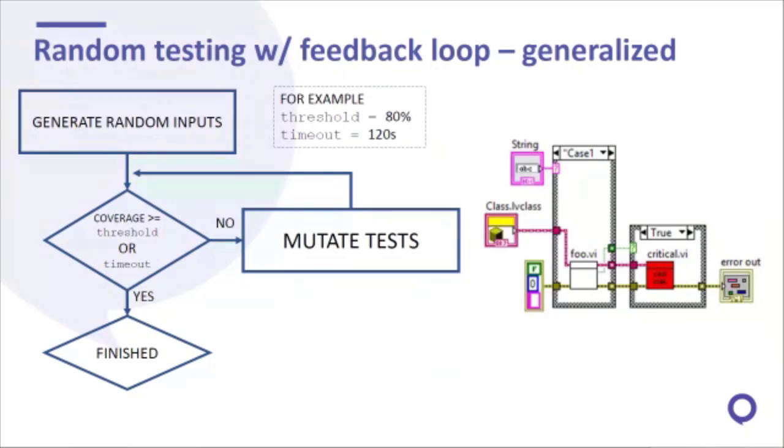In general, as you may understand already after all this introduction, it works like this. You generate random inputs. You check if your coverage reaches a threshold or there is a timeout. If not, then you mutate the tests and go on. If yes, you finish. Now, an example can be that I have a coverage threshold of 80% because I don't want to cover everything in the software unit under test. And the timeout would be like 2 minutes, because if in 2 minutes the test generator gives me good answers, then I'm happy. Otherwise, I do the job.